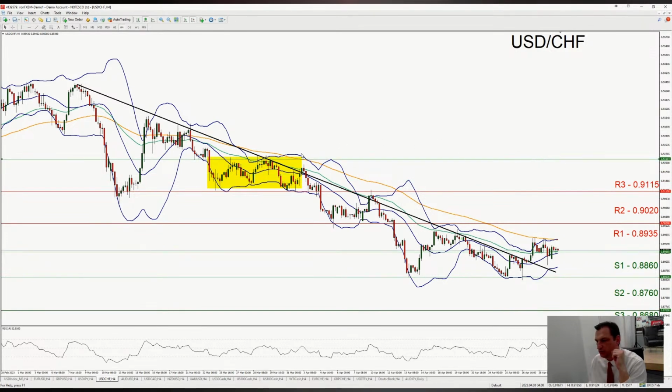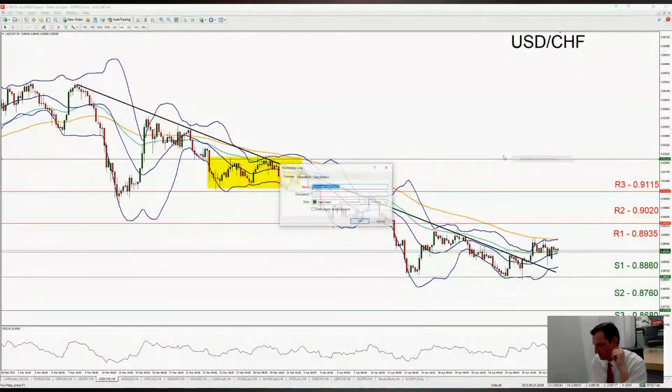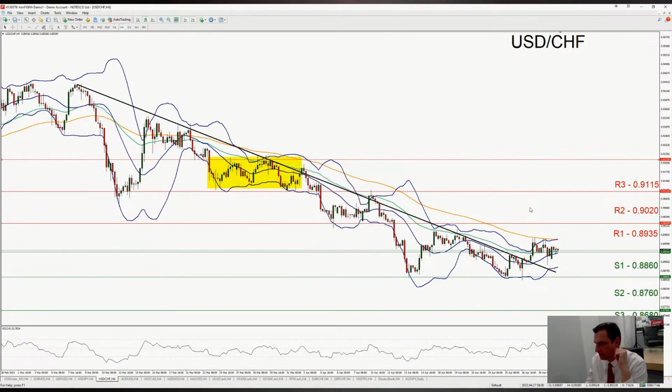For the time being, we note this level as the next ultimate resistance line, and it's being set at 0.9210. Let's readjust the labels.